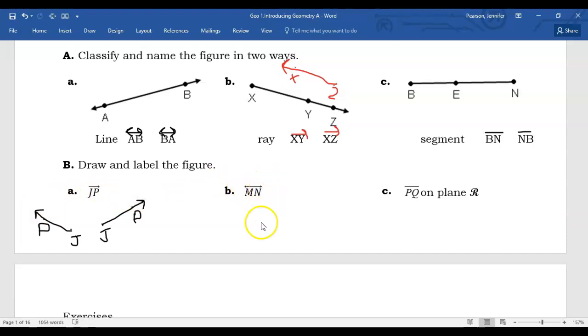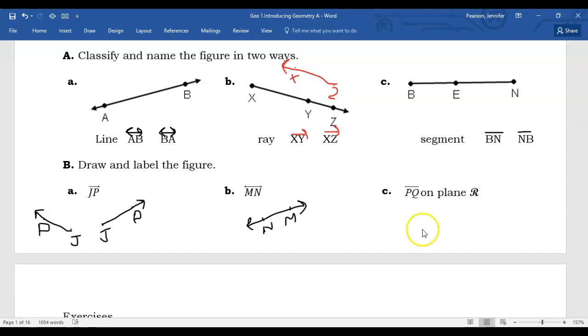Figure B says line MN. I know it's a line because I see arrows on both ends. So I'm going to draw an arrowy end and an arrowy end. And this one doesn't matter with lines. I can put the N first or I can put the M first. It doesn't make a difference. We just need to have each point labeled, MN or NM, same thing.